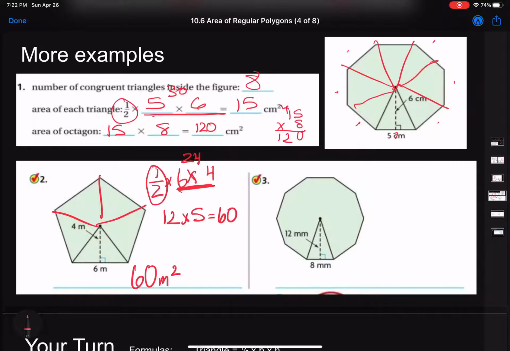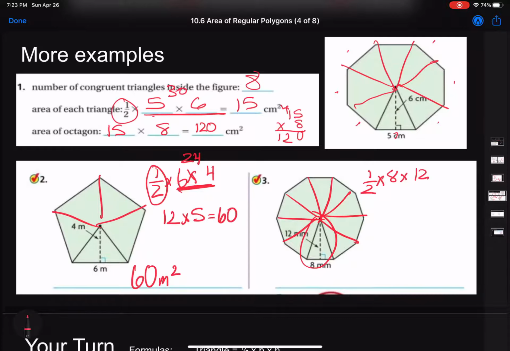Okay, last one on this page. This one is 10. What is that, a decagon maybe? So you have 10 here. So the first thing you want to do is you just want to find the area for that one triangle. So you're going to go 1/2 times 8 times 12.